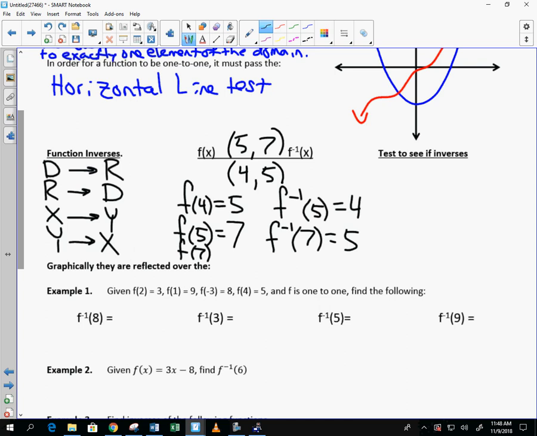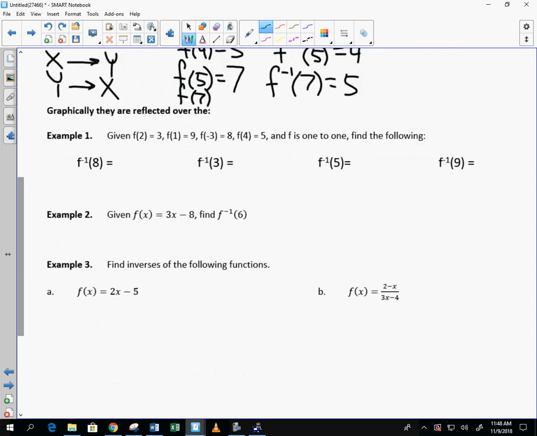Let's see how these are all related. Good, good work. What does that look like graphically? They're reflected over the line y equals x, and we're going to check that out in just a little bit. It's super cool when you see it. But let's look at examples 1 and 2, and then we're going to let you do some of your homework.